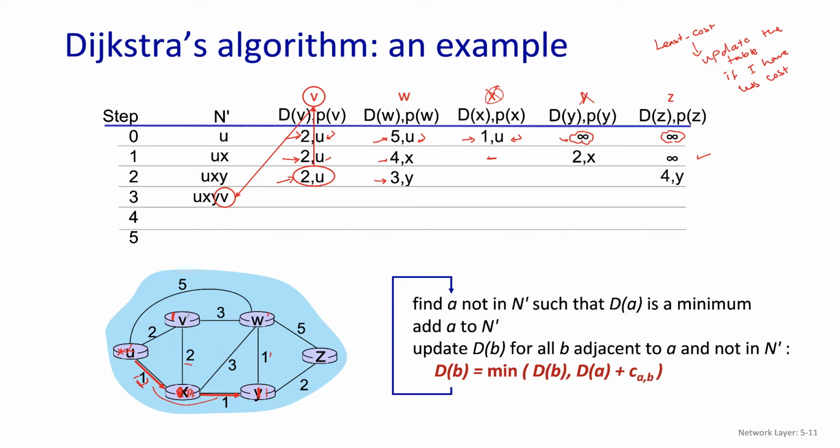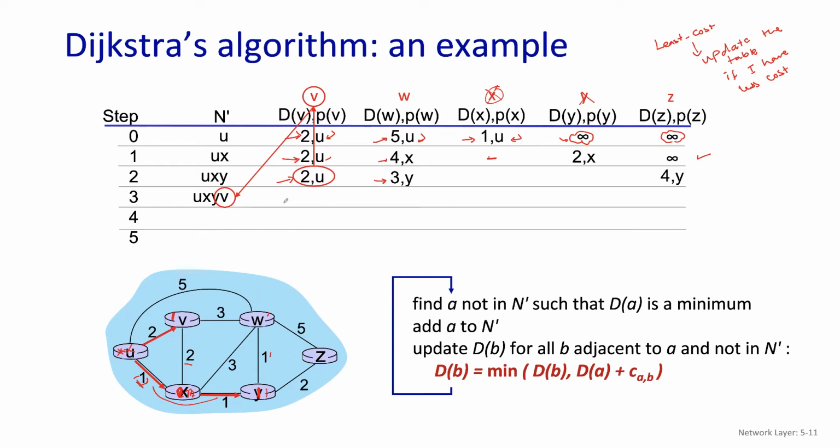So to move from V to W is going to be 2 plus 3, which is 5, but I already have 3, so I don't need to update it, right? Is there anything else that I can update? Most of the time, it's not going to be anything to update.